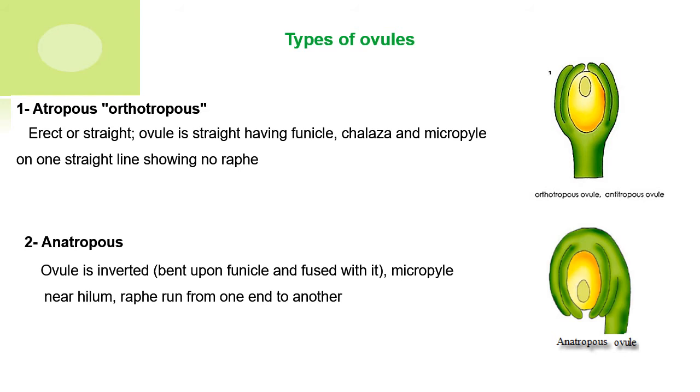Micropyle, chalaza, and hilum, all three structures lying on a straight line, so it is the straight or erect type of ovule. The opposite is the anatropous ovule, in which the ovule is inverted or bent on the funicle and fused with it. So a new structure arises due to fusion between the ovule and the funicle, which is the raphe. The micropyle will be near to the hilum, and the formed raphe runs from one end to the other end of the ovule.